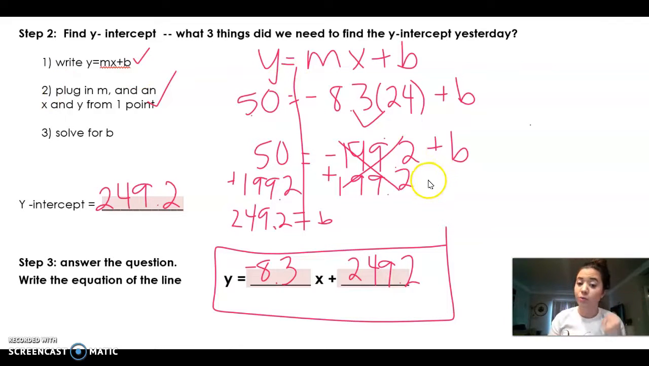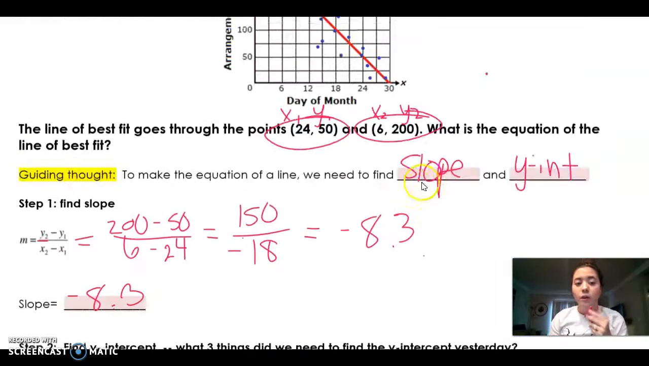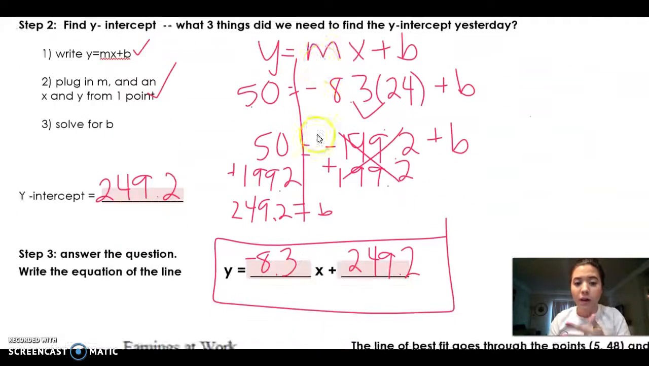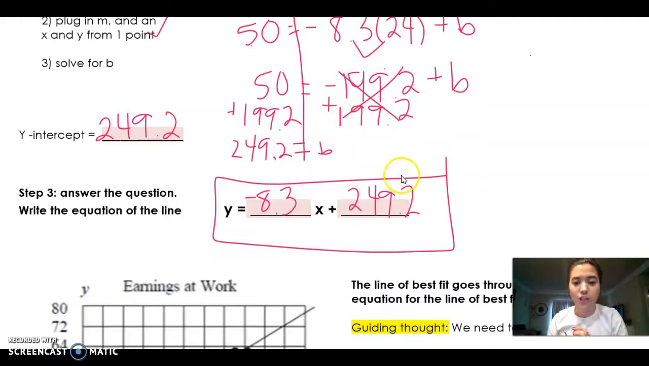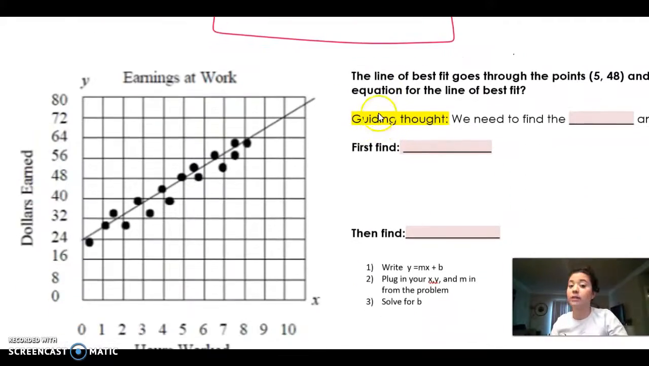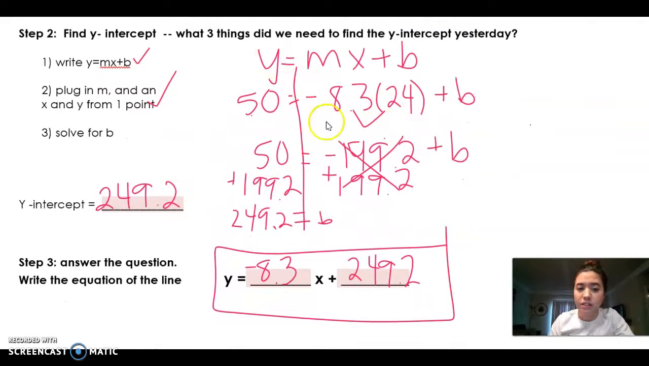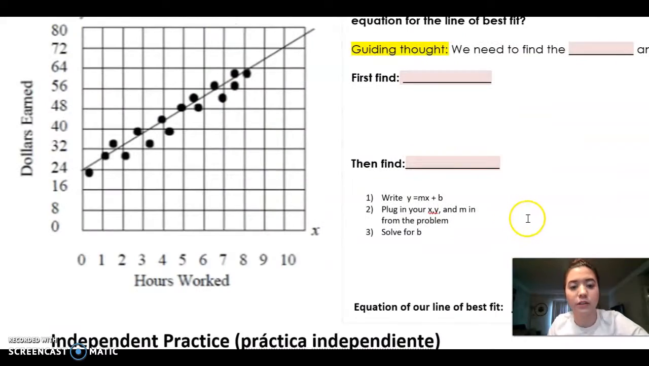Good to go. It's a really long problem, but it's all about repetition. Find the slope, plug in slope, x, y, find b, write your equation. I'm going to try to do this one a little bit quicker, so try to keep up. If you need to get this work down and it's not done yet, just go ahead and pause me so you can get that down.